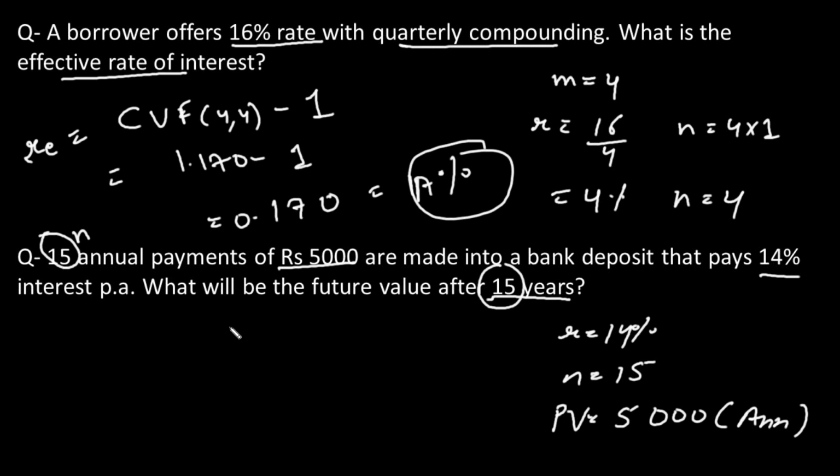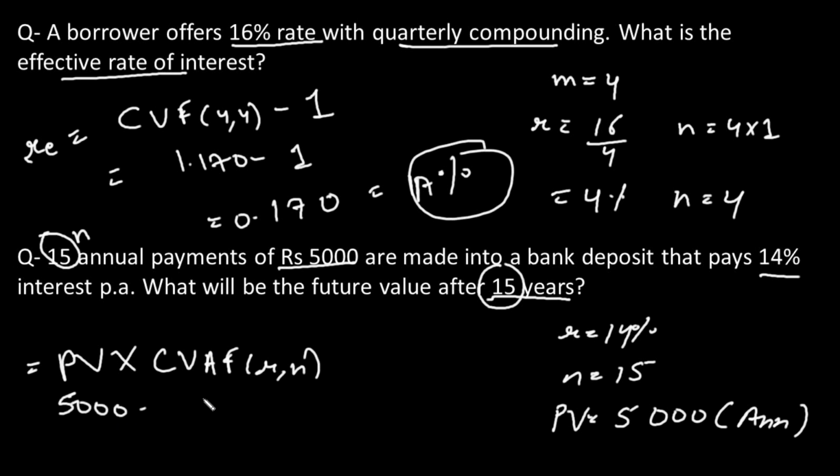And अगर आपको नहीं बताया हुआ कि annuity due है या annuity ordinary है, तो you consider it as ordinary annuity. So the formula is present value into CVAF R and N. So this is 5,000 into CVAF at 14 and 15, which is 43.842. So this amount will be 219,210.